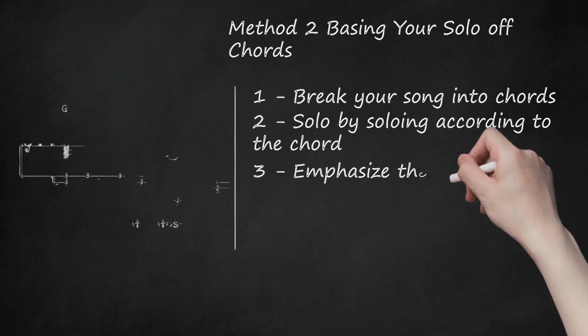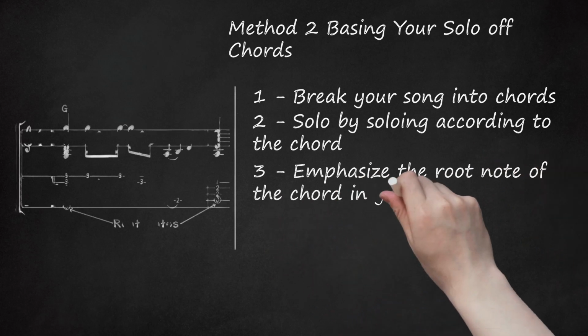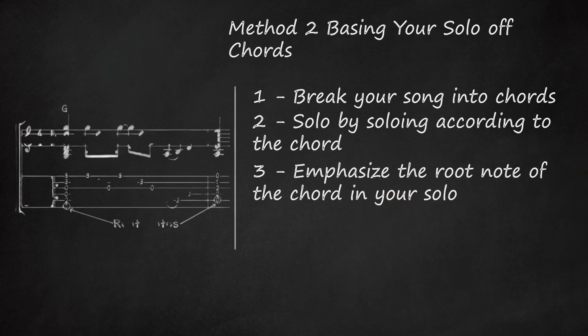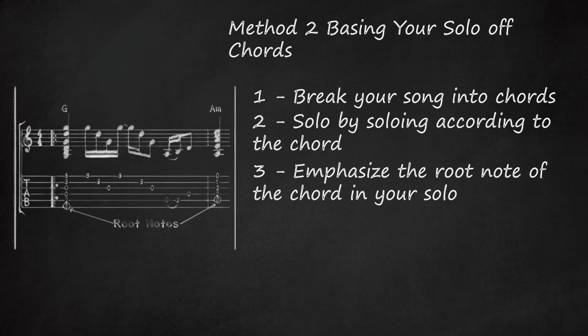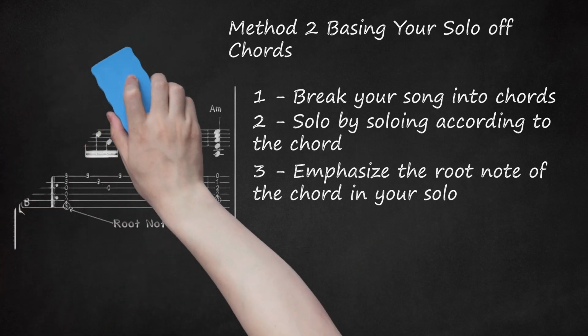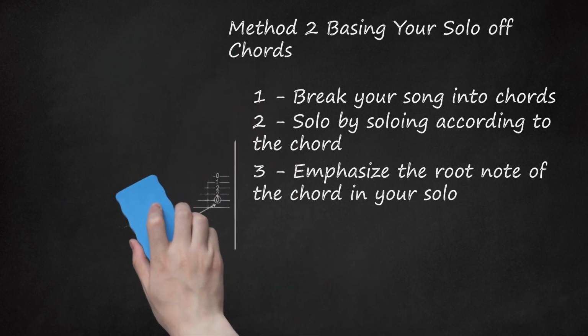3. Emphasize the root note of the chord in your solo. You can think of the root of a chord as its most central tone. By playing the root of the chord throughout your solo, weaving it into scales, arpeggios, and more, your solo will sound more tonally centered and harmonic. The letter name of each chord generally indicates its root. For example, a Gmaj7 chord has a root of G, an F-sharp min chord has the root of F-sharp.